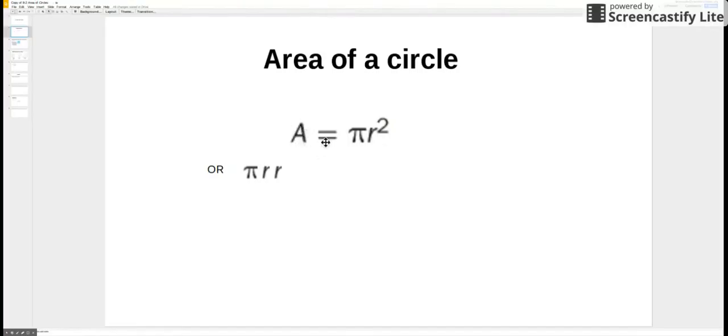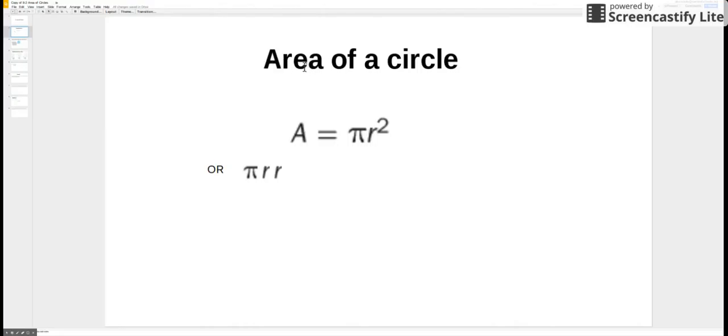The formula for the area of a circle is pi r squared. For the sake of this class, we're going to use 3.14 for pi. R is your radius, and it's r squared. You can also think of it as pi times r times r, because r squared is just r times r. Whichever way you want to remember it is fine with me.